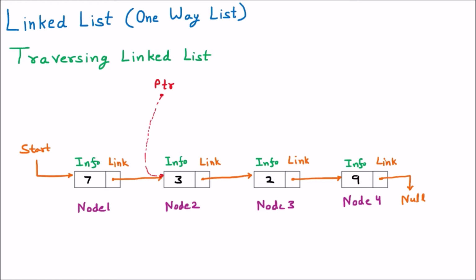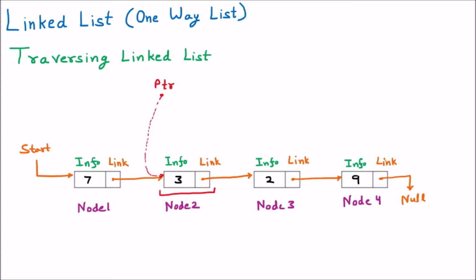Node 2 means this is the complete node address where the PTR is pointing. It is not pointing to only the info part. We should understand that PTR contains the address of the complete node 2, where node 2 is starting. If I have to move this PTR to node number 3, it is not like an array where we say PTR plus plus. Wrong. This will not work, because pointers are not incremented here: node 2 has some space and node 3 is somewhere else in the memory.